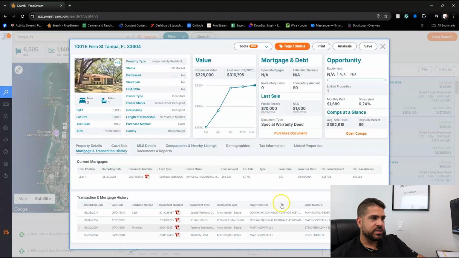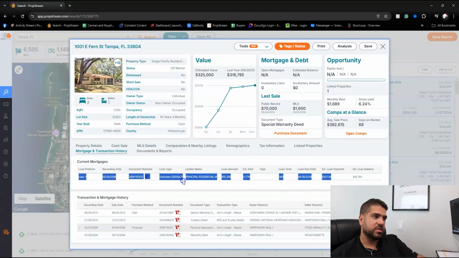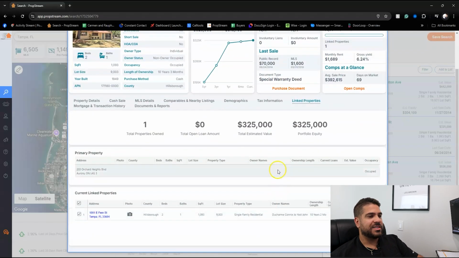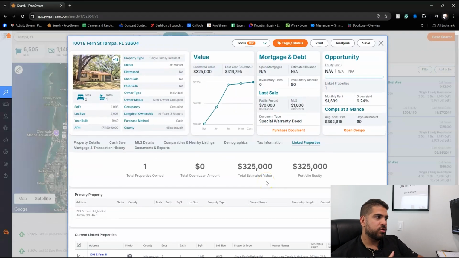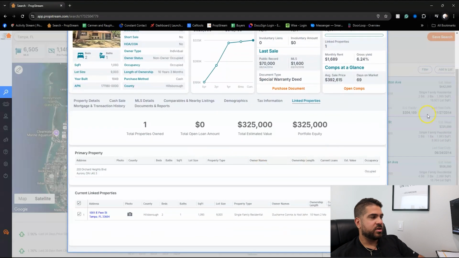You got mortgage and transaction history, which shows you when they bought the property, how much they bought it for, what their loan looks like, right? So that's good to know. Let's say if you're doing subject to and stuff like that, that's extremely important information. And you got linked properties, where you can see all the other properties that they own under their own name. Linked properties helps with cash buyers and stuff like that. Or if you're trying to market to someone, you can see if they have any other properties that potentially could work for you. So this is where it comes to Propstream and comparables, right?